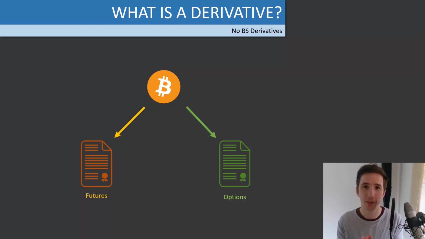So you will have the right and not the obligation to buy or sell an underlying asset, or you will have the obligation with futures to buy or sell an underlying asset. And that's what these do.